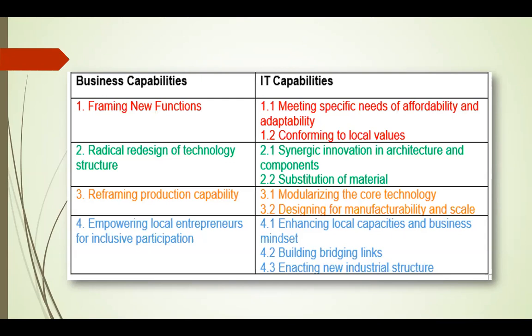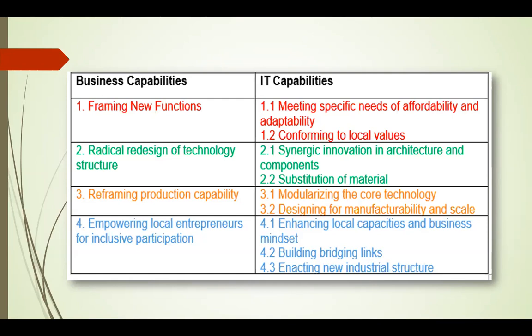The next IT capability, which is 1.2, conforming to local values, also links to framing new functions. The solar companies conform to local values by integrating local norms into their product designs to create a blend of emotional and economic value for users. This is important as it enables the users to integrate new technology with their traditional values. For example, the solar thermal system incorporates simple-to-use features, and it does not require consumers to change their lifestyle, thereby increasing the attractiveness of using the system.